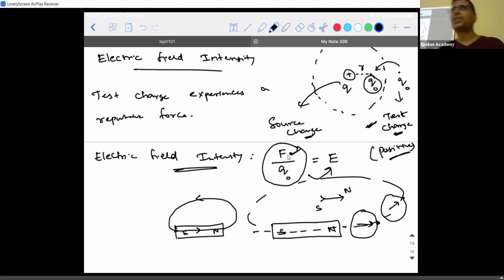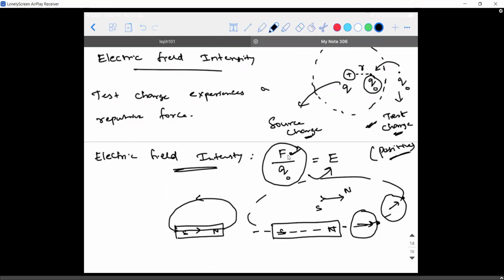Is it the north pole of the compass that is deciding the direction, or the south pole of the compass? It is the north pole. So north pole in electrostatics is similar to positive charge. That is the reason why the test charge is always positive. So whatever you are learning here is the same thing in magnetism also.